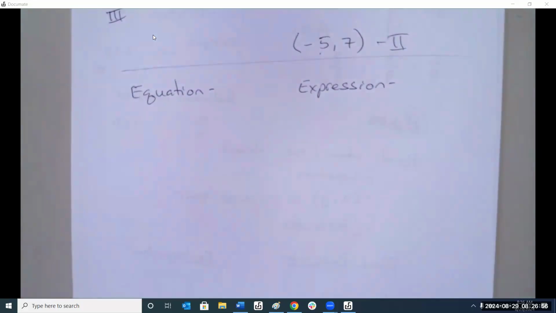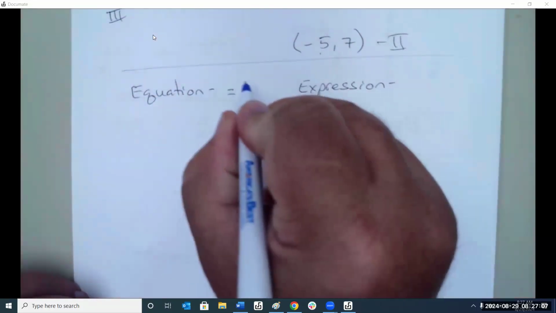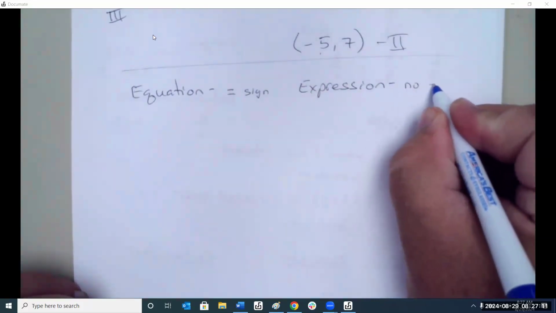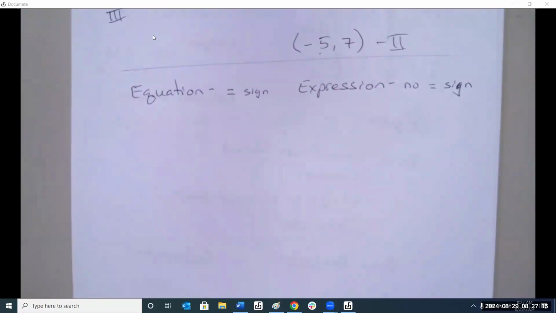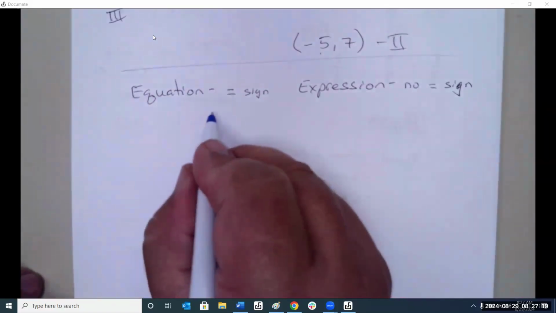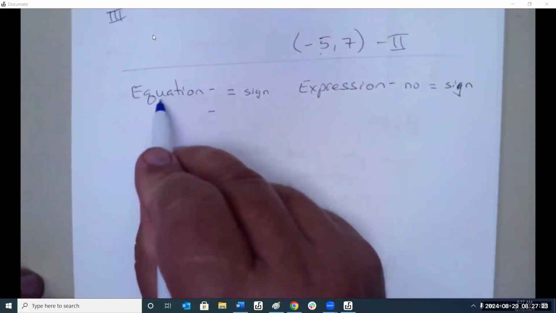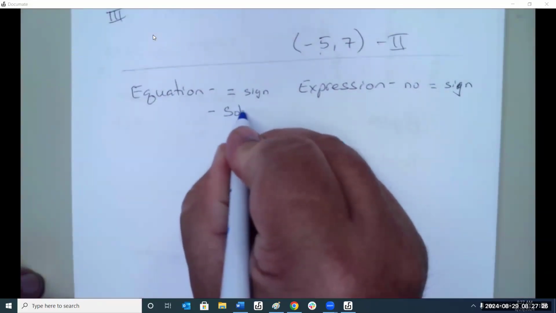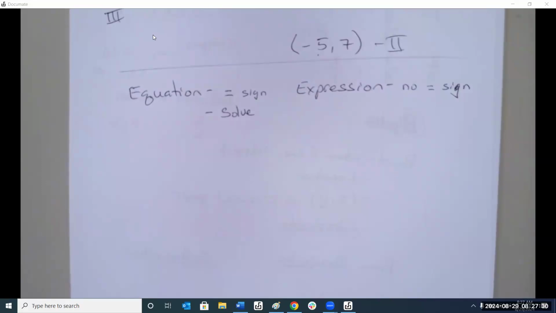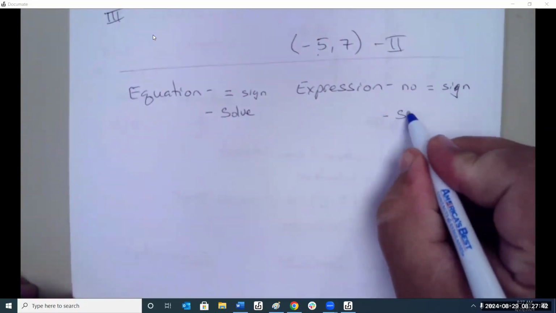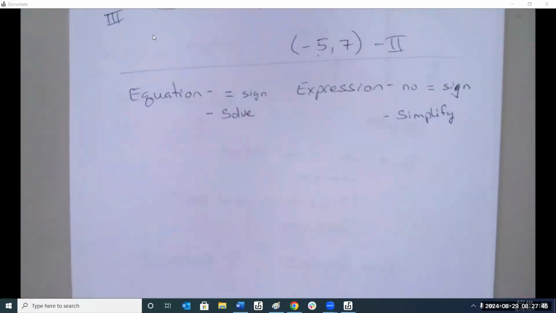Let's discuss the difference between an equation and an expression. Has an equal sign? No equal sign. Very good. So with equations, since it has an equal sign, you solve those. You can only solve something if it has an equal sign. Something equals something else. If it's an expression, all you can do there is simplify, combine like terms. That's all you can do.